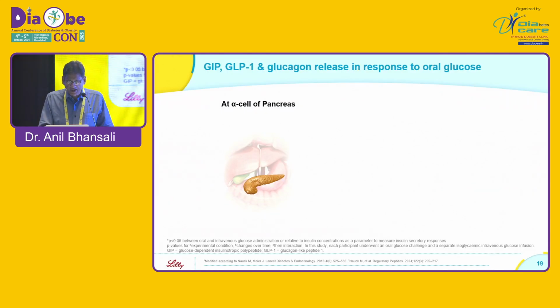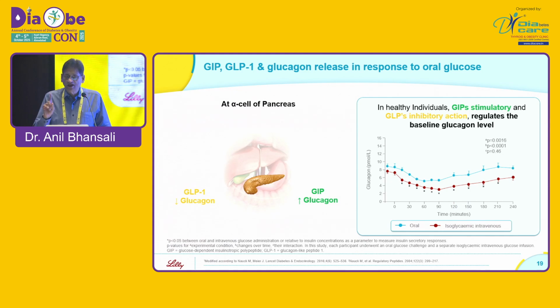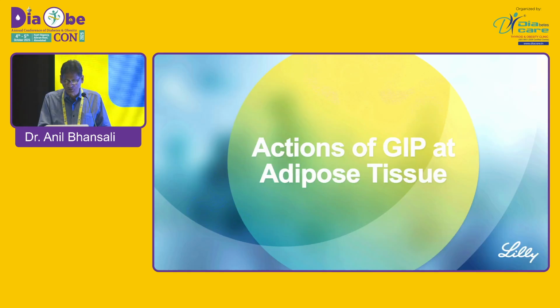So at alpha cells, I'll just summarize for you. In a healthy individual, GLP-1 reduces glucagon. This may be the direct effect of GLP-1 on alpha cell, or this may be the paracrine effect on beta cell, because the beta cell produces insulin and insulin inhibits the glucagon. While GIP increases glucagon in healthy individuals, in people with diabetes in a hyperglycemic state GIP reduces glucagon, while in a hypoglycemic state GIP increases glucagon.